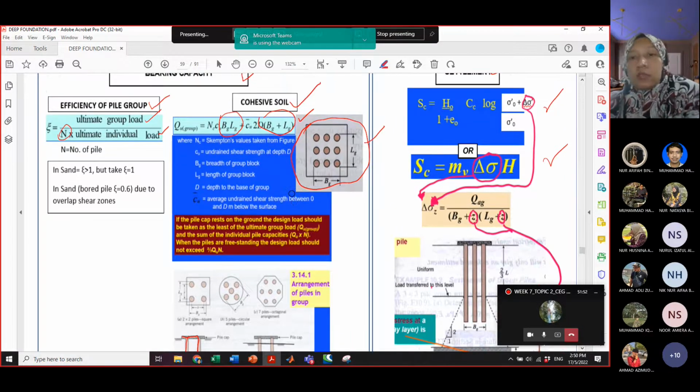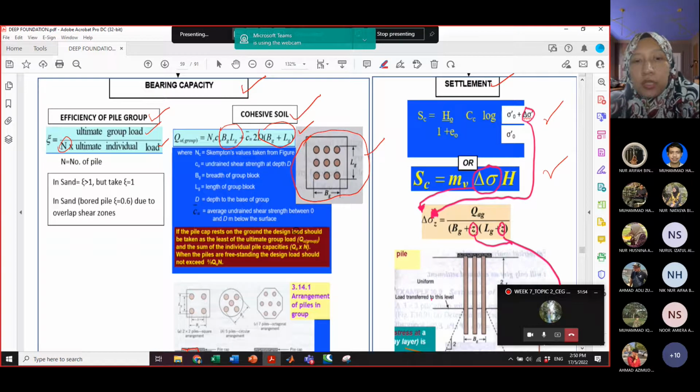So in that manner, the pile cap depends on the ultimate bearing capacity of the pile group. The bearing capacity of the pile group can be estimated from this: Nc times undrained Cu, times Bg Lg, plus average Cu times 2D times Bg plus Lg. So the Nc is the Skempton value from the table or figure.